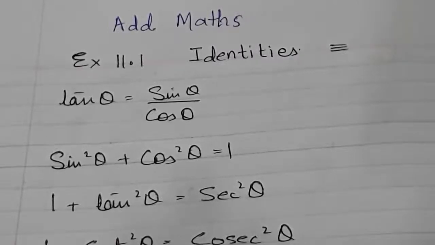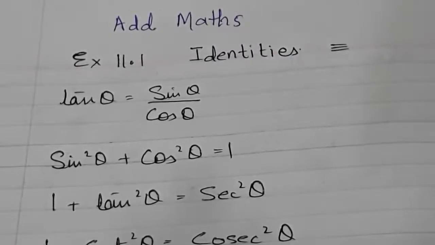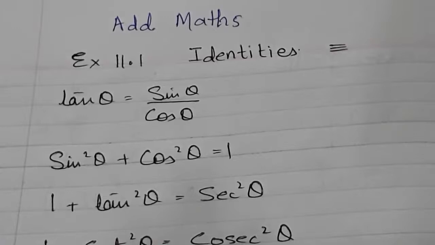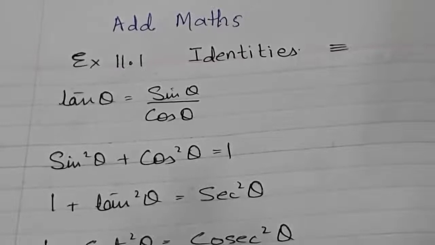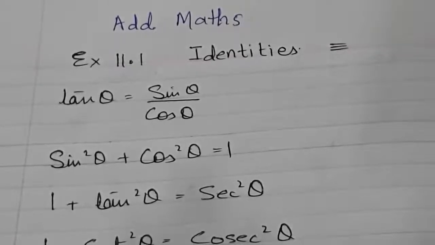Friends, today TK is here to explain a few identities from exercise 11.1 of the O-level Maths book. So first of all, let me go through a few identities which are given in the paper, or which you use to prove the identities given in the exercise.